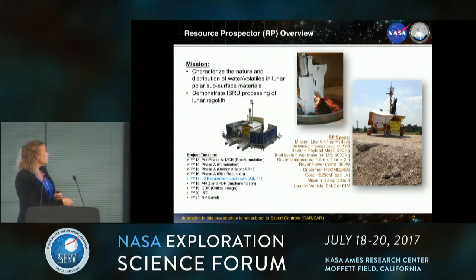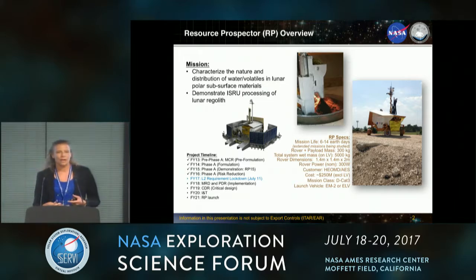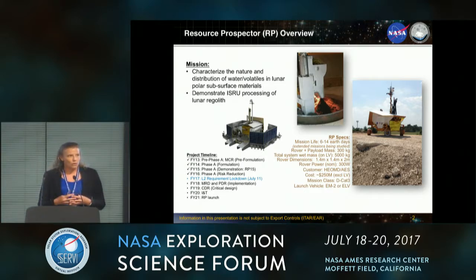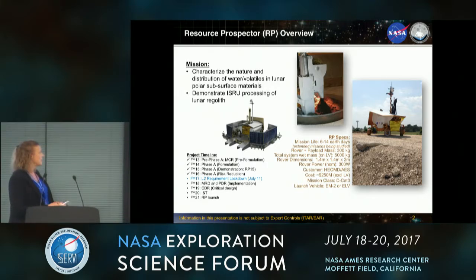So we have two main goals in our mission. We are to characterize the nature and distribution of the water and volatiles in the subsurface polar region. And we're also going to demonstrate ISRU processing of lunar regolith. So this really is a marriage between science and ISRU. We have both goals, and we're going to work together to achieve both goals as we move forward with our science.